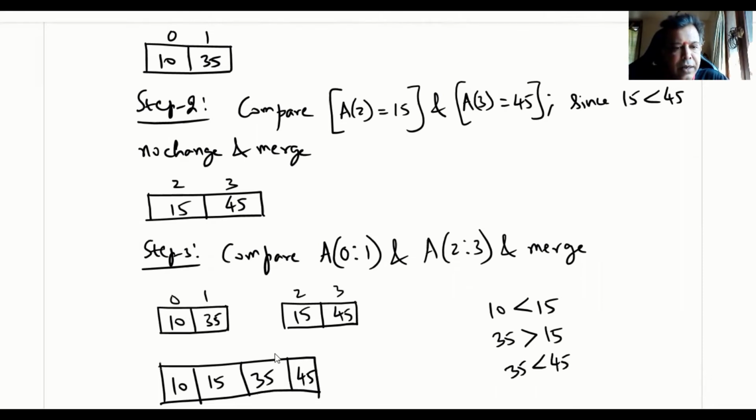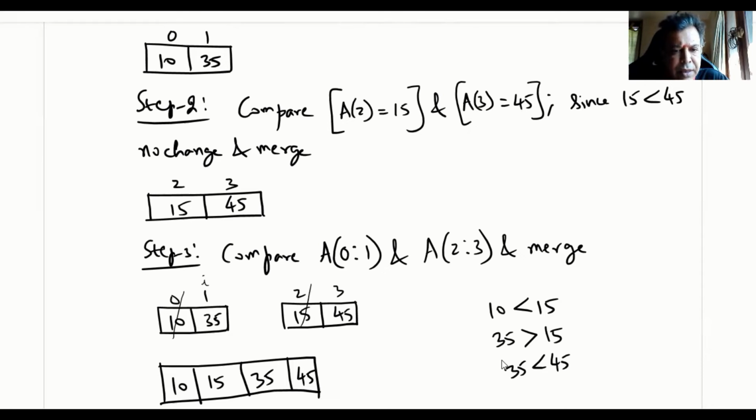Since this 10 is already written, we will just cut it, and there will be an increment to the process. Initially I was here, and since this 10 is done, we are incrementing I, and it will move on to the next index. Now 35 will be compared to 15, and we notice that 35 is greater than 15. That means 15 will be written first. That means this is done.